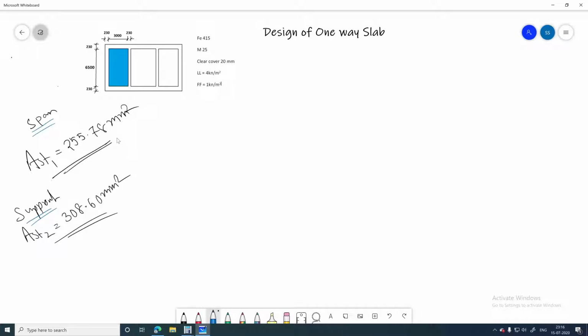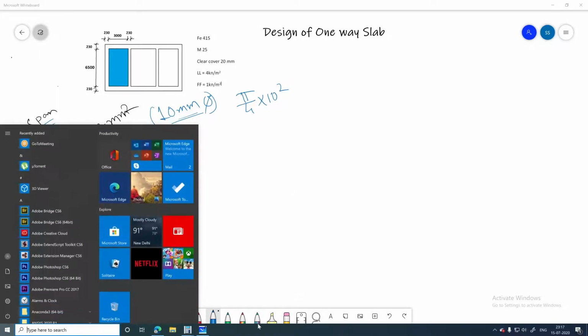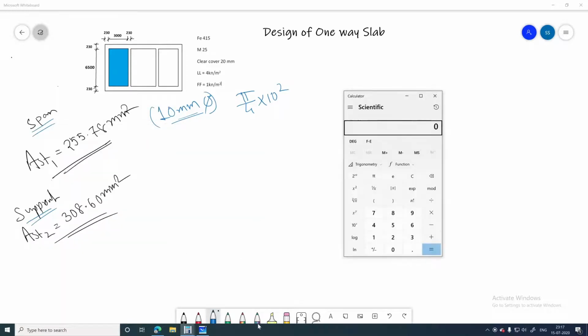Now what do we provide? Let's consider the diameter of the bar that we provide, a 10 mm bar. This is the total area of steel required in the span. What is the cross sectional area of a single bar having 10 mm dia? Let's determine. Pi by 4 into 10 square, so pi by 4 is 3.14 by 4 into 100.